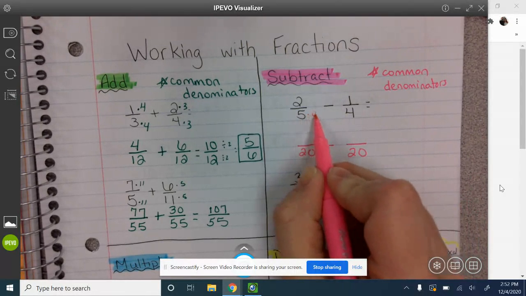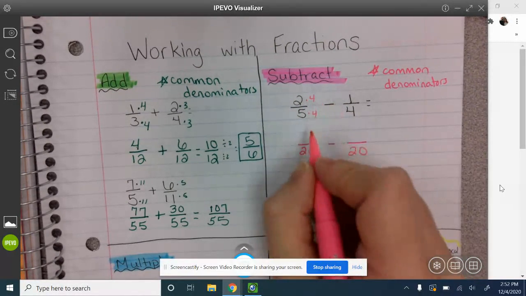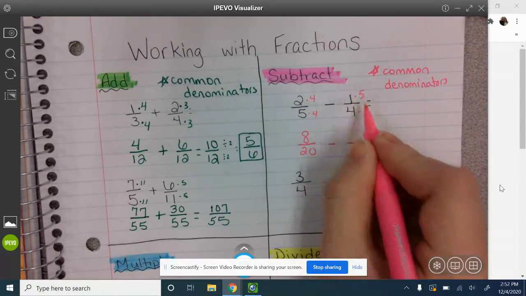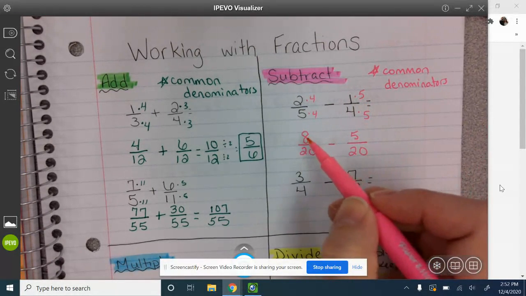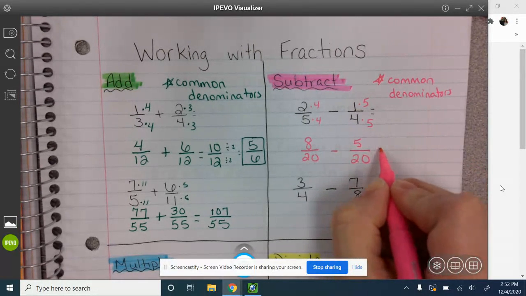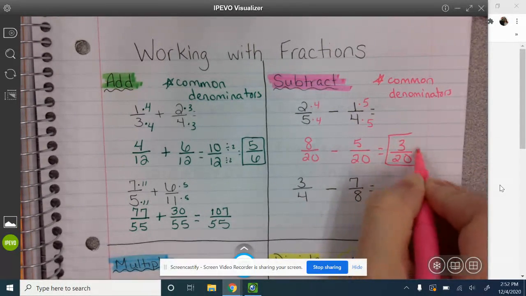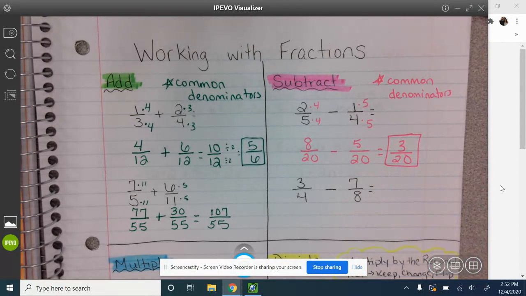So we did 5 times 4 to get 20. So 2 times 4 is 8. 4 times 5 is 20. So 1 times 5 is 5. And then I can subtract. 8 minus 5 gives me 3. Keep your common denominator. So my answer would be 3 over 20. And that will not simplify.